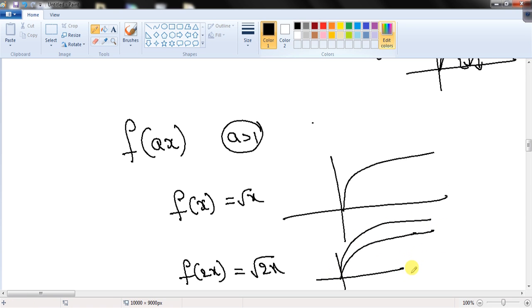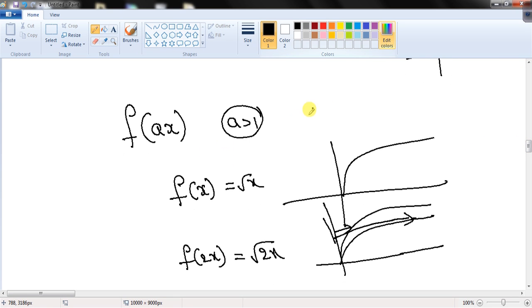So if you can see this, horizontally it is getting compressed. See here, this is the horizontal distance, but you can see here this is only the horizontal distance. The horizontal distance is getting compressed. So f of 2x or f of ax, if a is greater than 1, is said to be the horizontal compression. Just look at the way I am explaining the examples and copy them, understand them, it is very easy. This is horizontal compression if a is greater than 1.